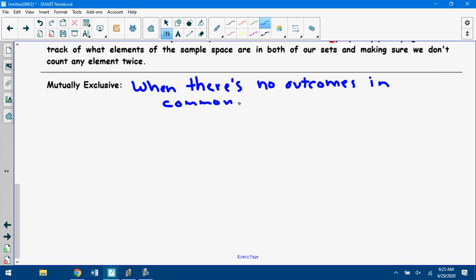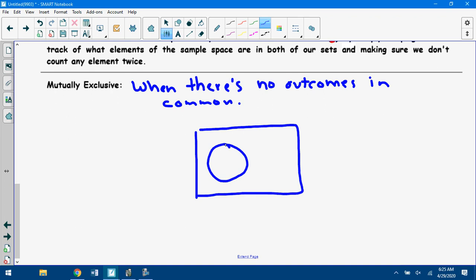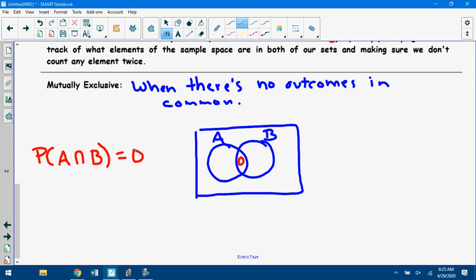Okay, so mutually exclusive. If I made a Venn diagram of something that was mutually exclusive, that means if I have A and B in my Venn diagram, the overlap would be 0. So there's nothing in common. There's nothing in the middle. So the probability of A and B would be 0. Just think of it as no overlap.